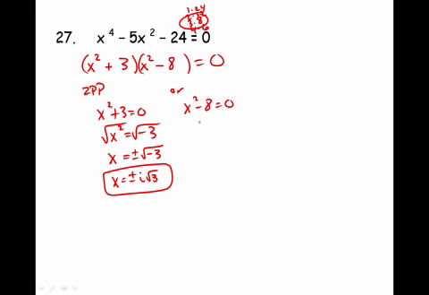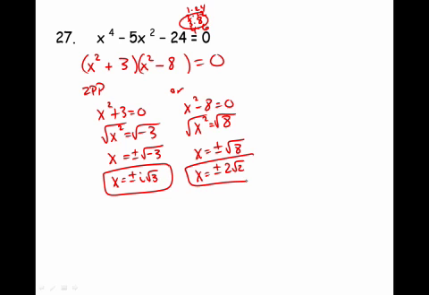I go ahead and work on the other equation. I add 8 to both sides. Then I take my square root, so x is equal to plus or minus the square root of 8, so x is equal to plus or minus 2 root 2. So there are actually 4 answers here.